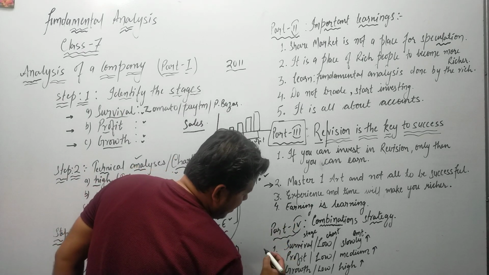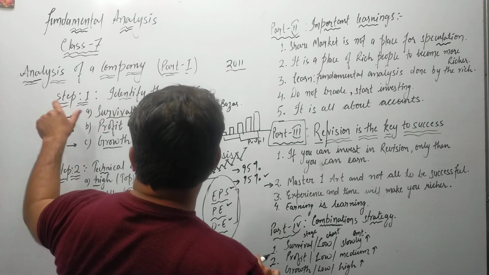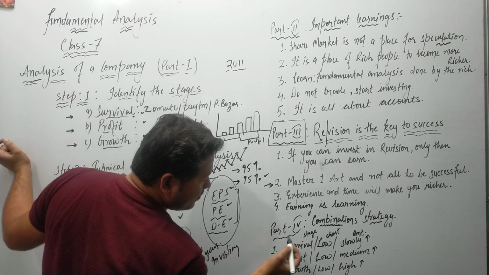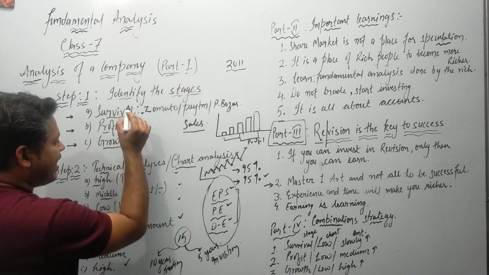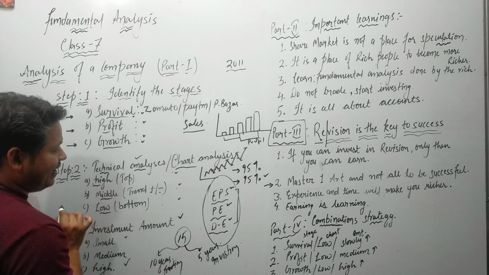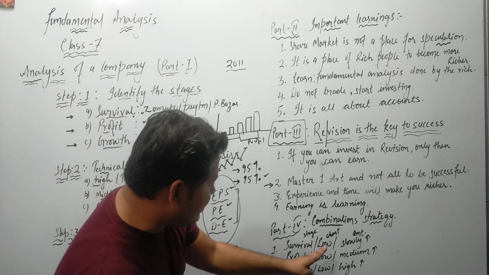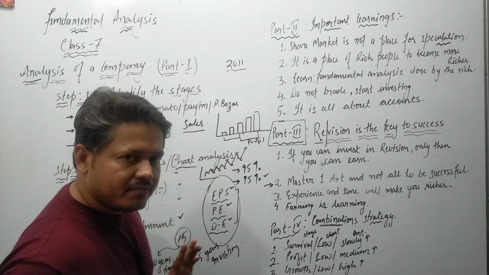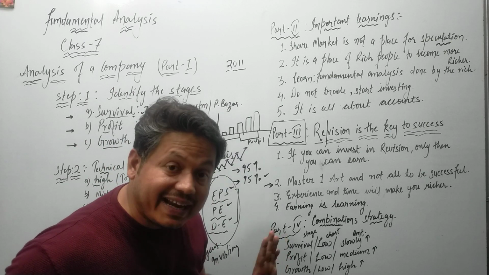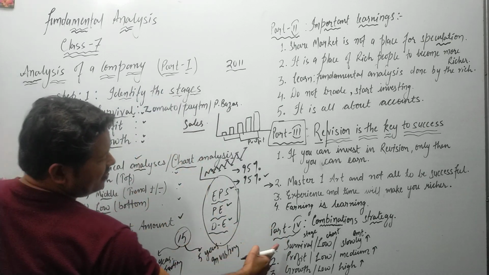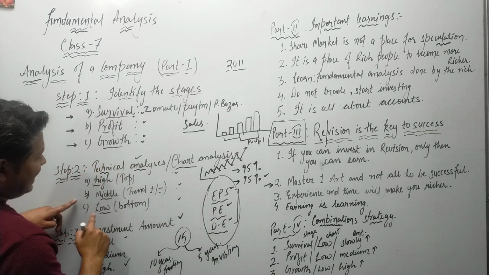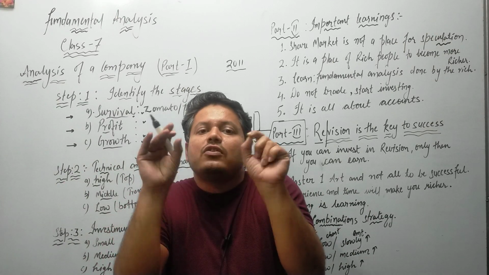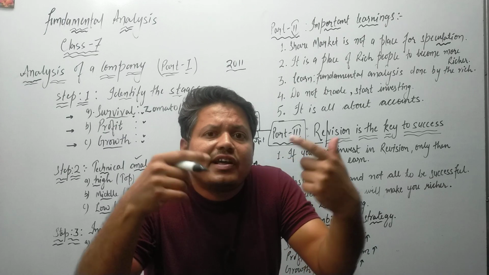Combination strategy. First, look at the stage of the company. If the stage of the company is survival, then see the chart. If the chart is at the high, and the stage is survival, don't invest. Do not invest. No, not required at all. If the stage is survival and the chart is at the low, invest slowly, and then increase the amount gradually.